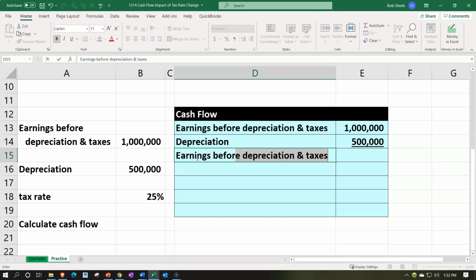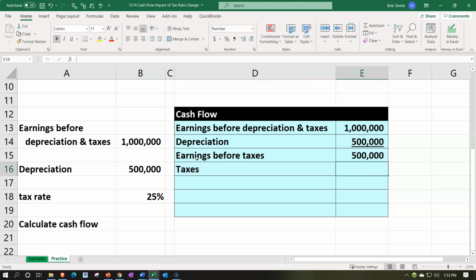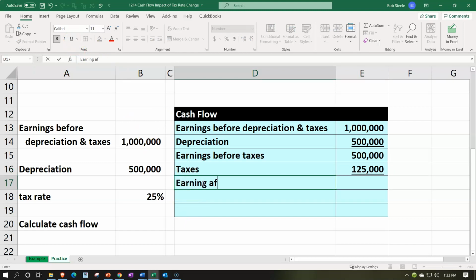Earnings before taxes is going to be equal to the 1 million minus the 500,000, or the 500,000. Now the taxes are going to be different because the rate's different this time. So we have the same 500,000 times, though, now the difference here being 25%. That's going to give us the 125 as opposed to the 200 I believe we had last time. Let's put an underline under that, font group, underline, and then the earnings after taxes now is going to be equal to the 500 minus the 125.